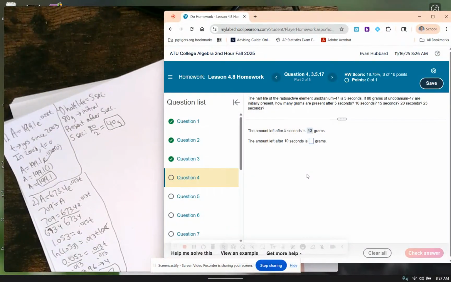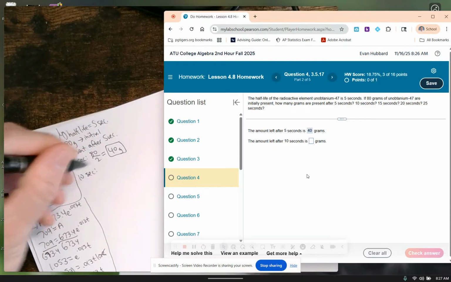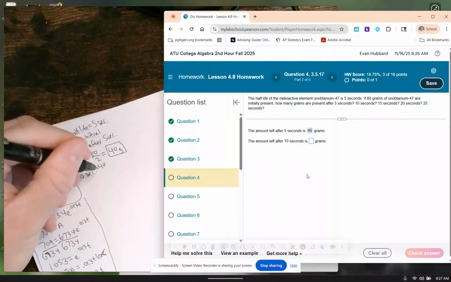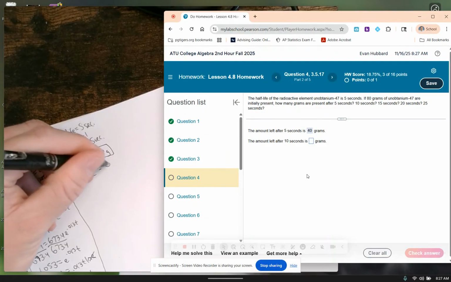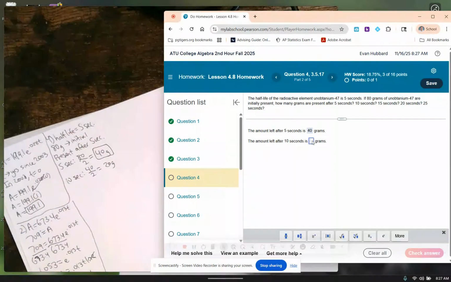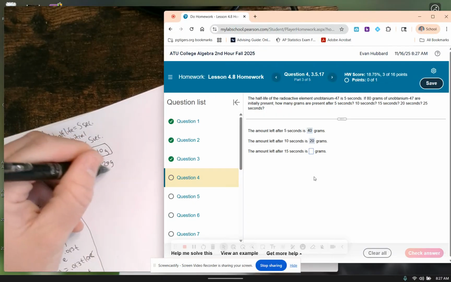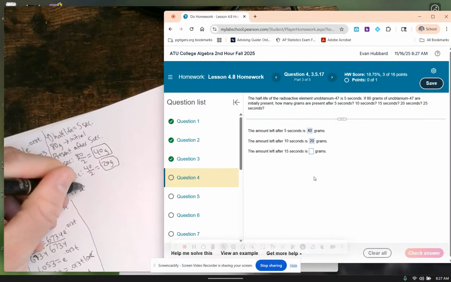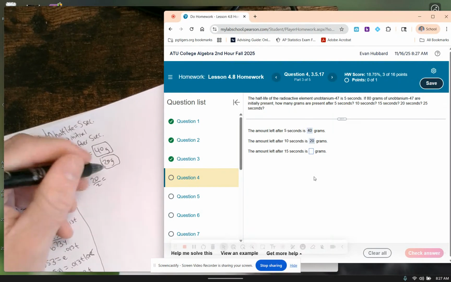Now, for 10 seconds, you see every 5 seconds you're losing half of it. So half of it more is gone. So 40 divided by 2 would be 20 grams. And then after 15 seconds, it's just not worth it to set up the equation here. You're losing half more, so it'd be 10 grams.